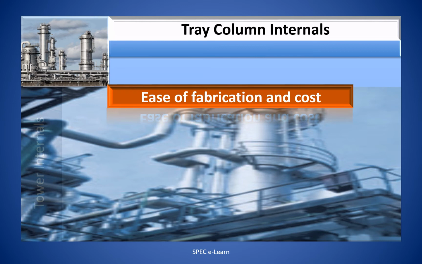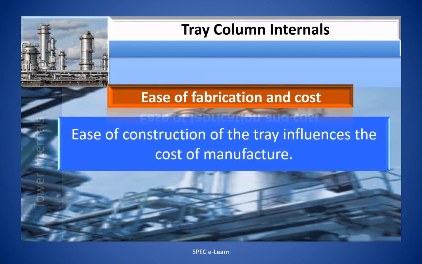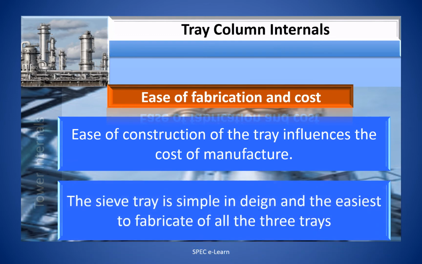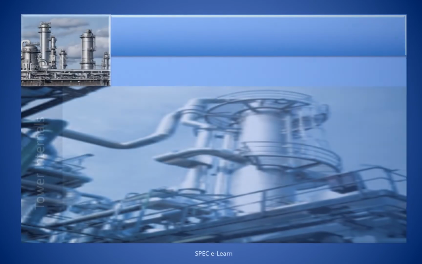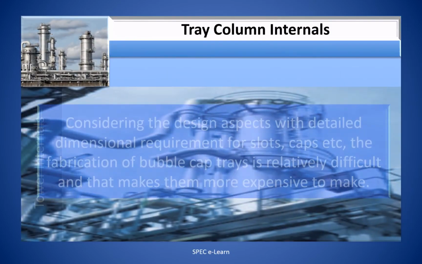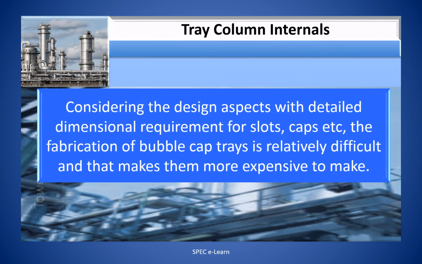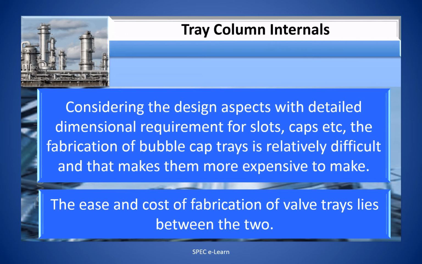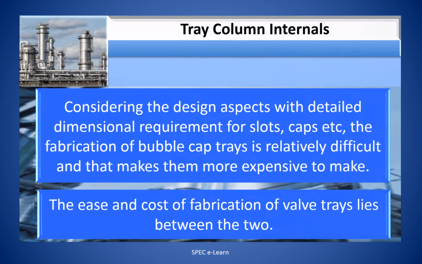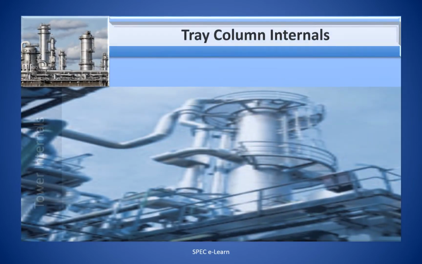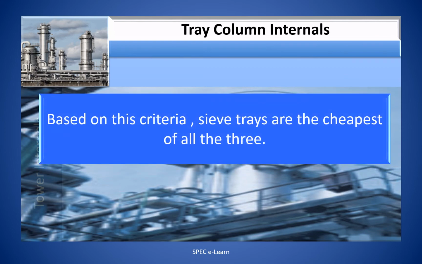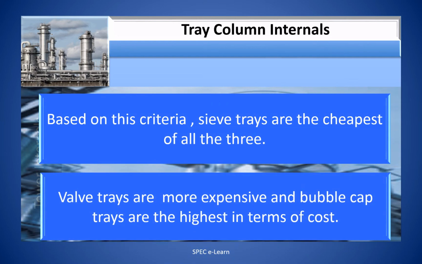Next criteria, ease of fabrication and cost. Ease of construction of the tray influences the cost of manufacture. The sieve tray is simple in design and the easiest to fabricate of all the three trays. Considering the design aspects with detailed dimensional requirements for slots, caps, etc., the fabrication of bubble cap trays is relatively difficult, and that makes them more expensive to make. The ease and cost of fabrication of valve trays lies between the two. Based on this criteria, sieve trays are the cheapest of all the three. Valve trays are more expensive, and bubble cap trays are the highest in terms of cost.